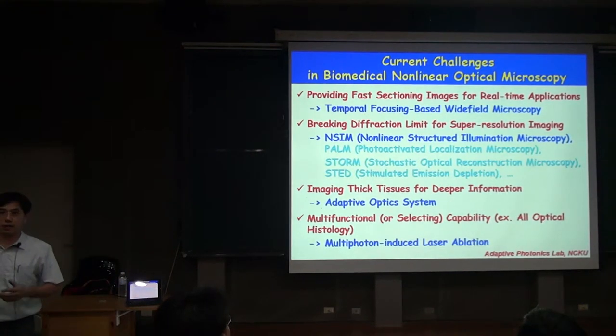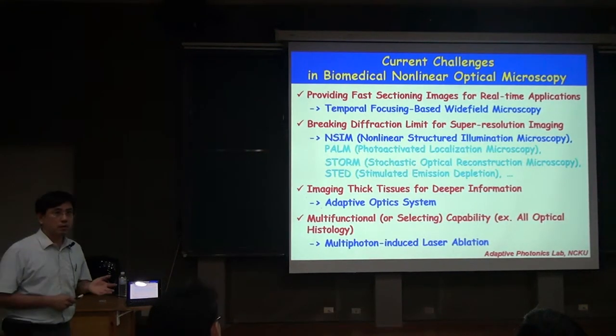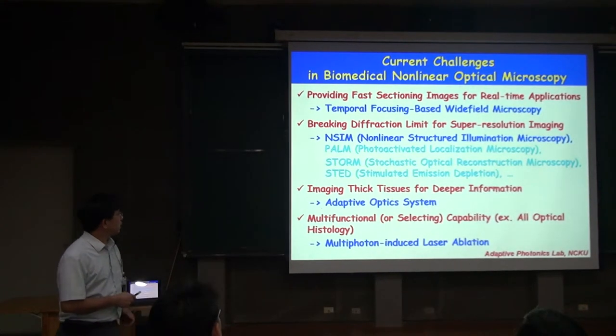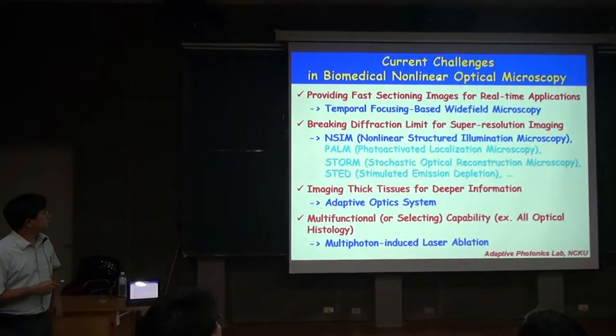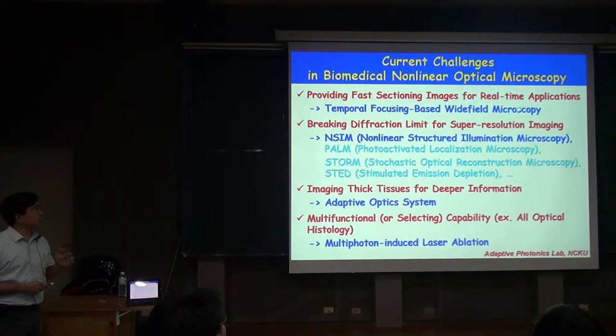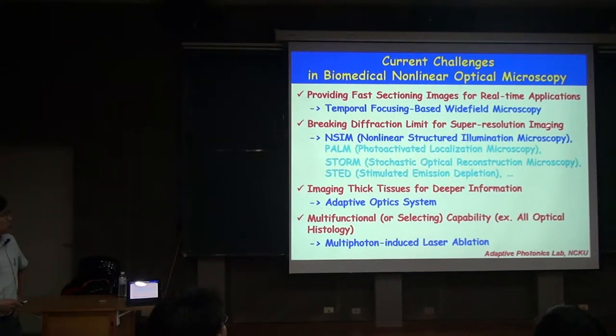But like this year, the Nobel Prize in chemistry went to people based on the nonlinear optical microscope, who went from the microscope to the nanoscope, breaking the diffraction limit for super-resolution imaging. The current challenges in biomedical nonlinear optical microscopy are at least about four.